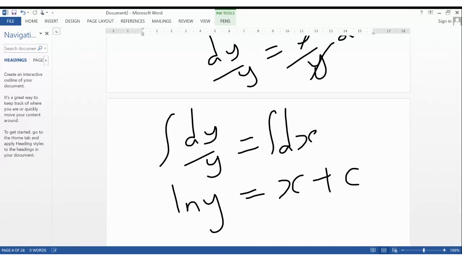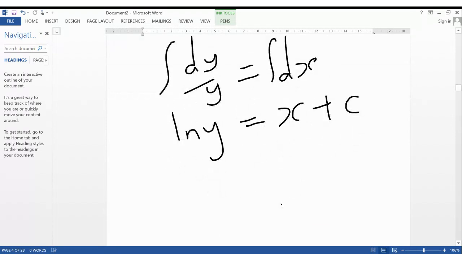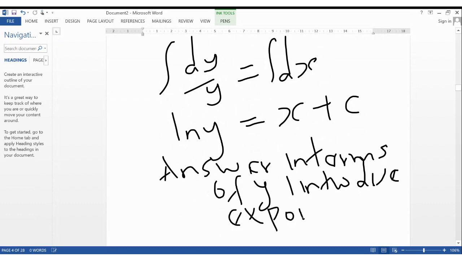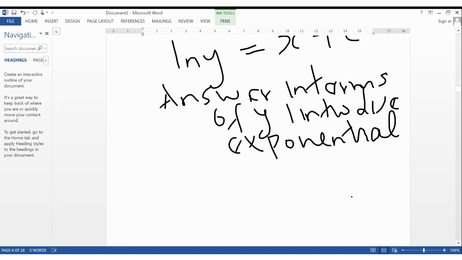Remember, I had told you ln and the exponential have a relationship. If you want this answer in terms of y, instead of ln, I'll introduce the exponential function to assist me. So how do you introduce that? Check this one out. Introducing the exponential both sides, ln y is equal to exponential of x plus c, since our answer was x plus c.